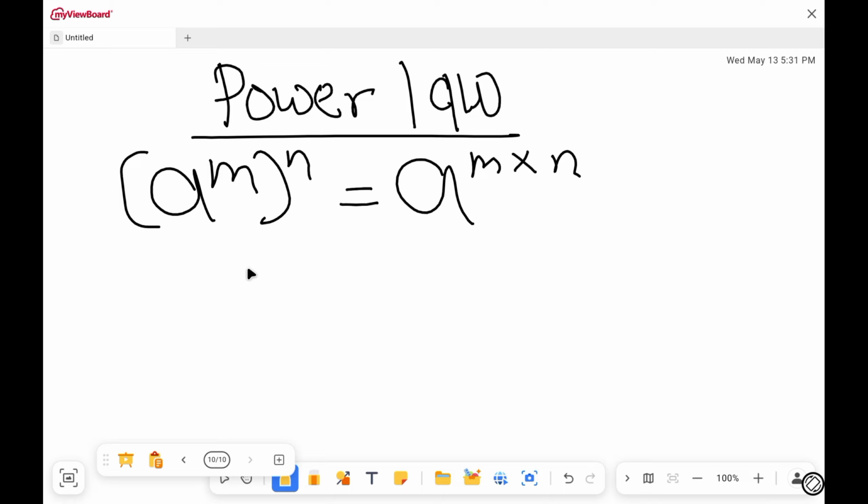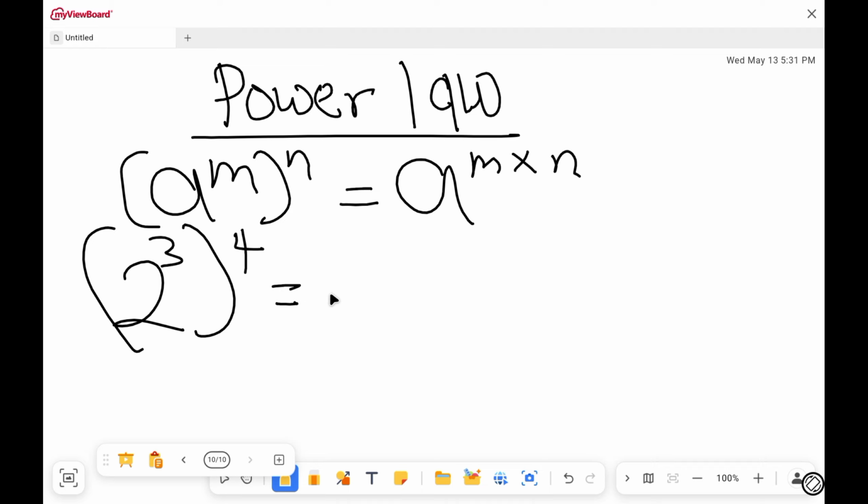So let's assume I have 2 raised power 3 in bracket, raised power 4. What will be my answer according to this law? Yes, we got that. That's 2 raised power 3 times 4. So we have 2 raised power 12.